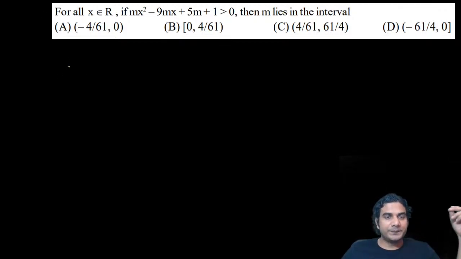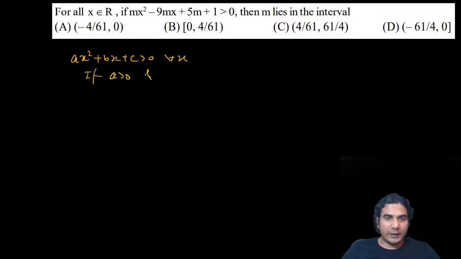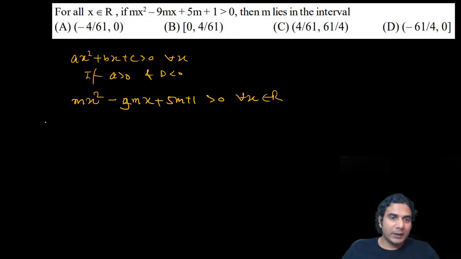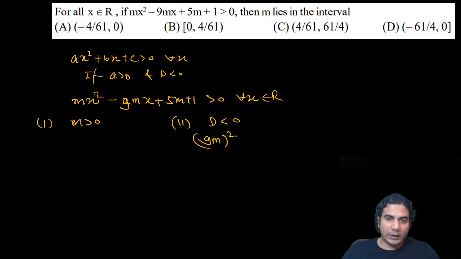Alright, so let me solve it for you. Whenever you have a quadratic ax square plus bx plus c, let me write the conditions first. It is greater than 0 for all x if a is positive and D is less than 0. So that means this equation mx square minus 4mx plus 5m plus 1 will be more than 0 for all x belonging to real numbers if m is positive. Second, the discriminant is negative, which is 4m the whole square, b square minus 4a into c, 5m plus 1, is less than 0, alright.